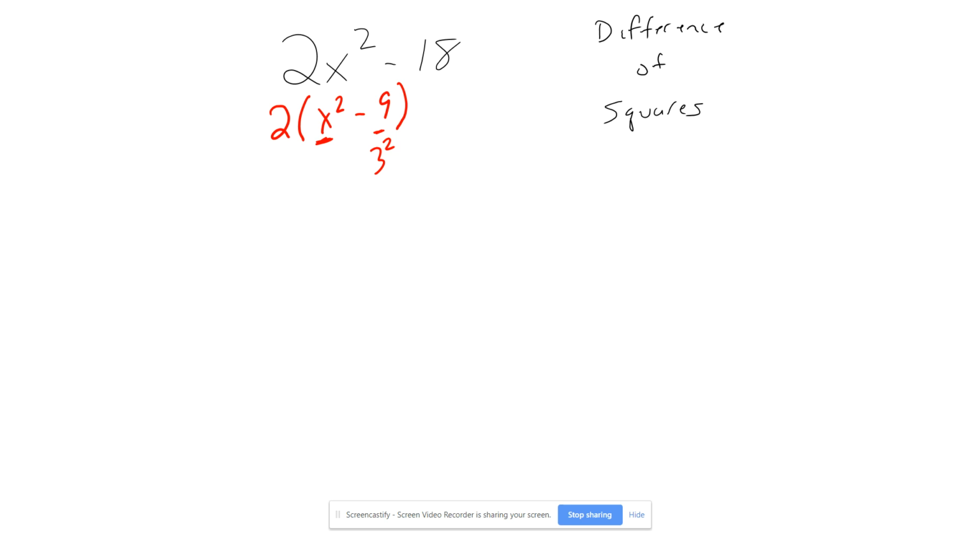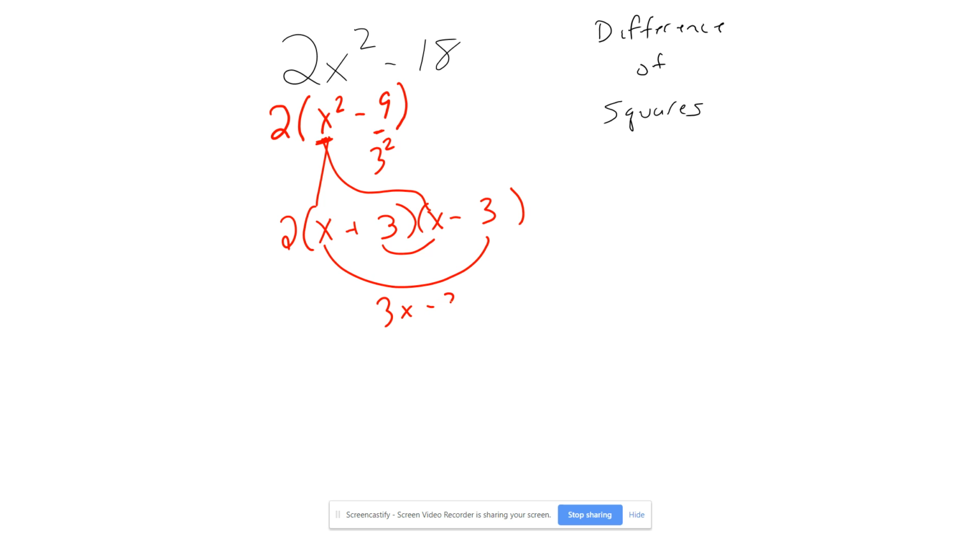So the trick is to separate them into two sets of parentheses. And the square root of the first term, so x squared, goes to x and x. Then the square root of 9, or whatever the second term is, goes in as the second part of your parentheses. And then a plus sign for the first one, a minus sign for the second. And basically what happens is when you FOIL these out, you multiply the insides and the outsides, the 3x term will cancel with the minus 3x term to get 0. So it's a little trick when you have the difference of two squares.